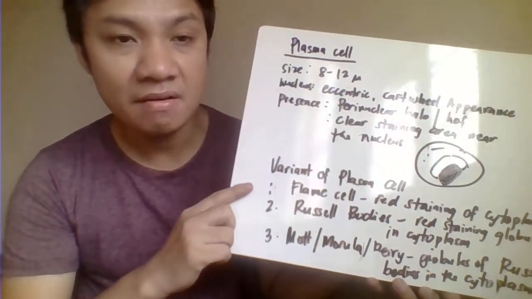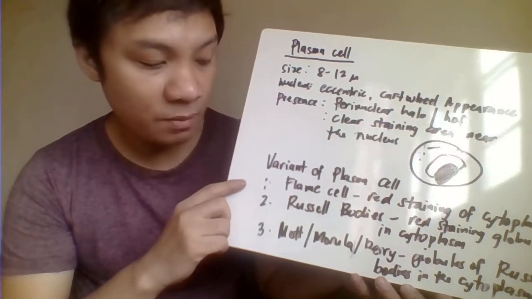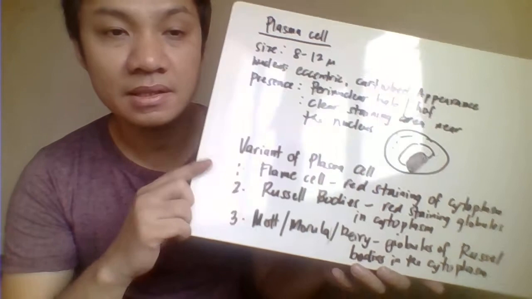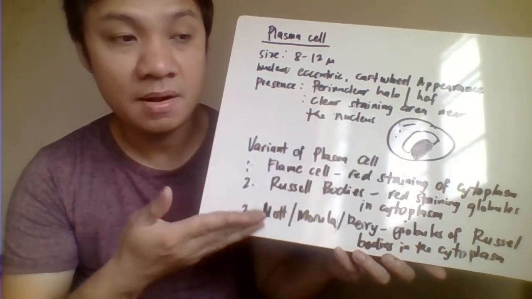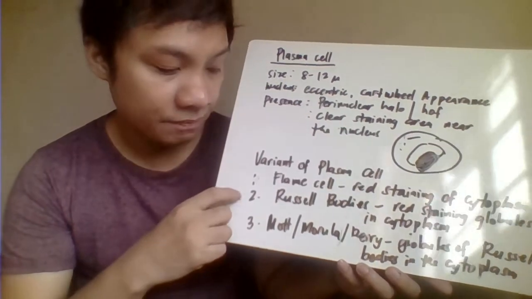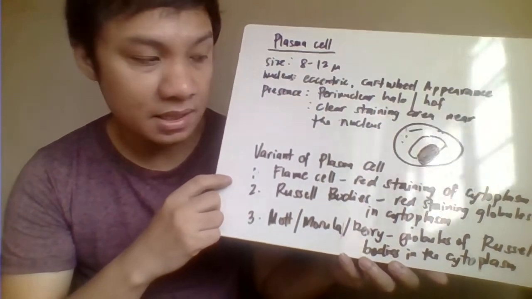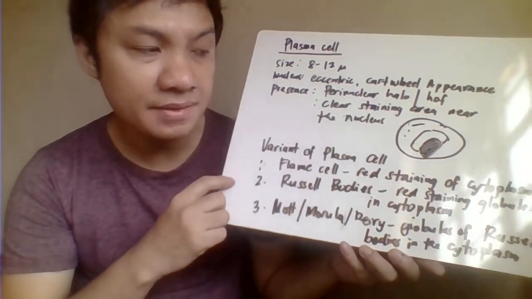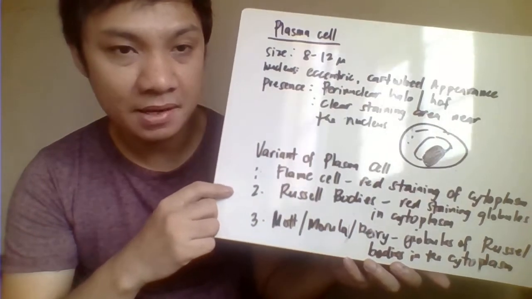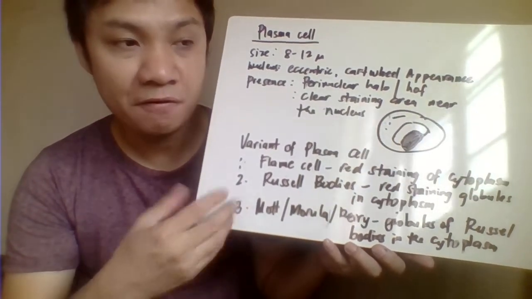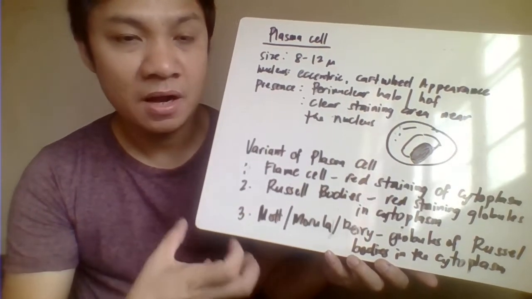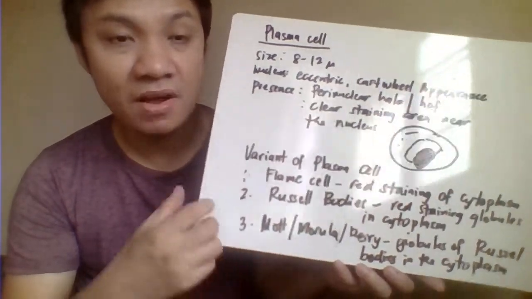Okay, then we have the variants of the plasma cells. The first one is the flame cell. Flame cell is characterized by the red staining of the cytoplasm of your plasma cells, that's why it's called a flame cell. We also have the Russell bodies. It's a red staining globule in the cytoplasm. And we also have the Mott cell, or morular cell, the presence of many globules. It's a group of your Russell bodies found in the cytoplasm.